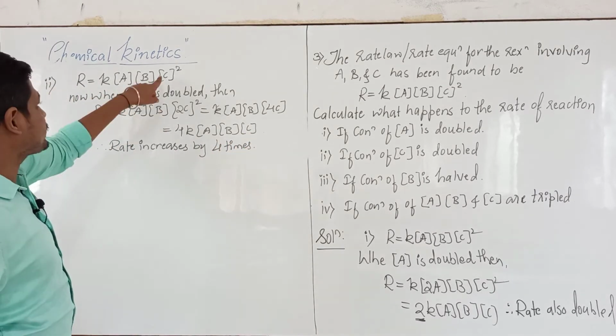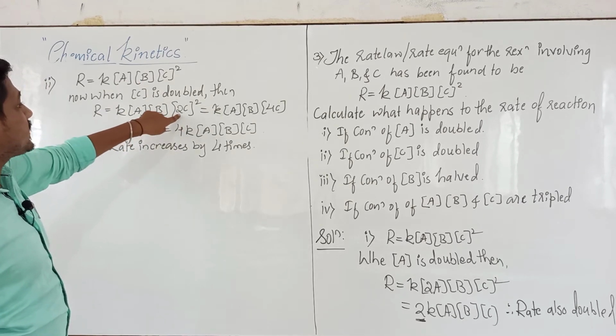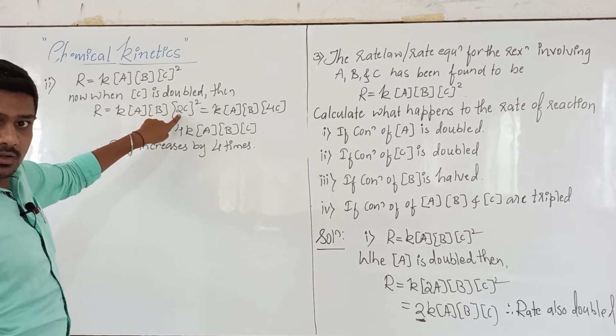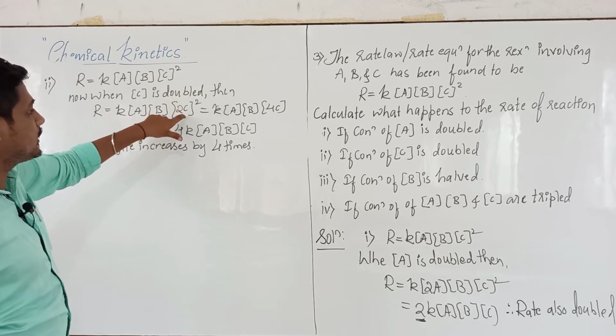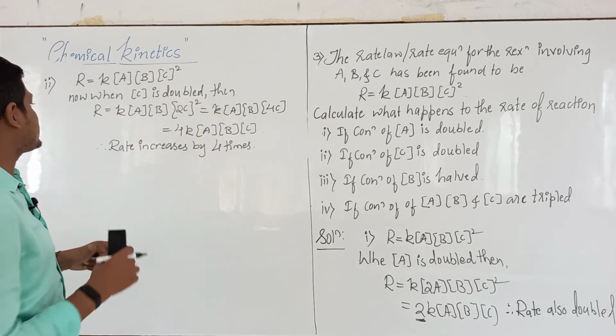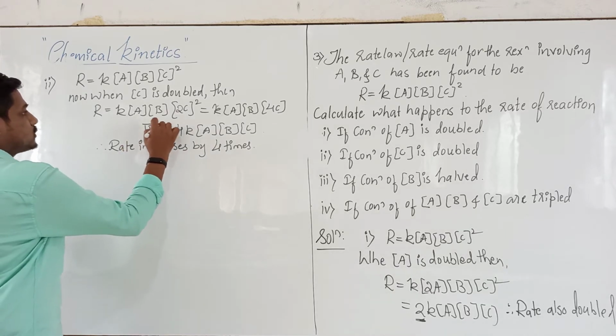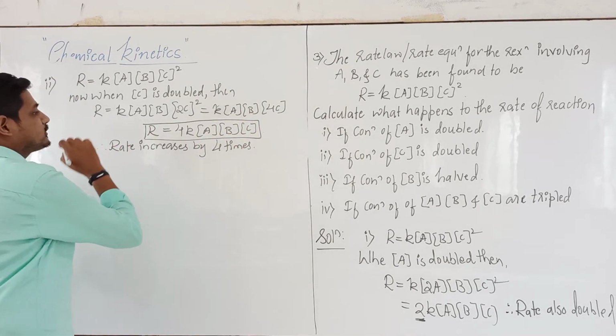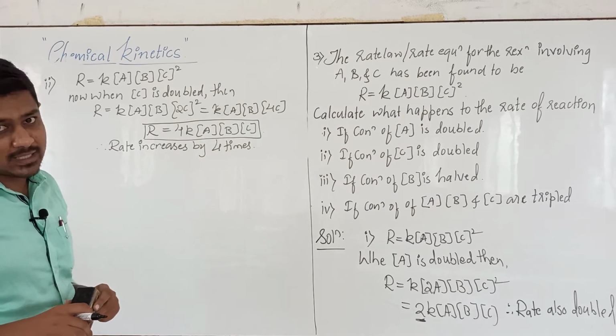When the concentration of C is doubled, what do we have to write? Here we have to write 2C. Why? Because the concentration is doubled. So on simplifying, you will get that the rate is increased. R is equal to this, which is what we are getting. So the rate of the reaction is increased by 4 times.